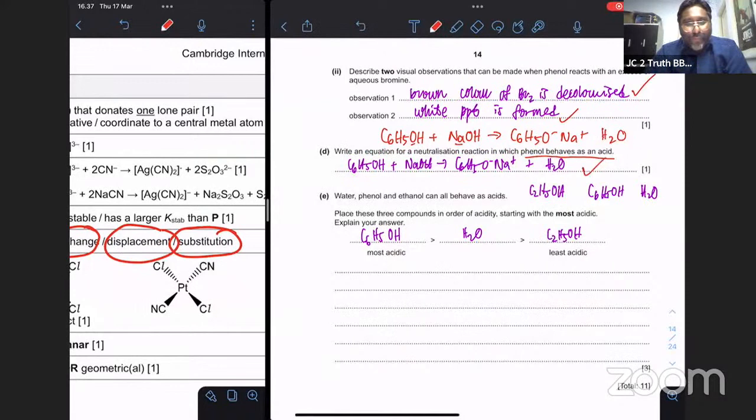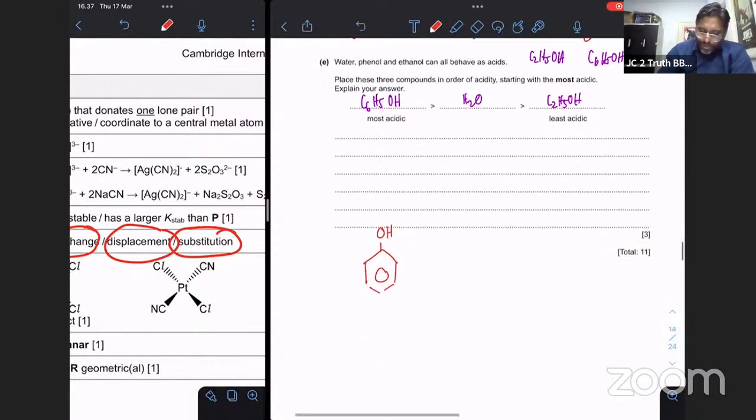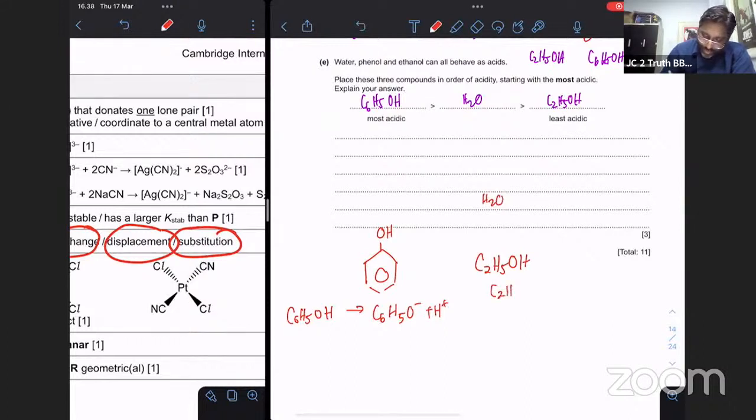Water, phenol, and ethanol can all behave as acids, so we are going to look at them in order of acidity. If you look at phenol, C6H5OH, and then C2H5OH, phenol is going to give you C6H5O⁻ and H⁺. Water we will compare later. And then we have C2H5OH. All of them are weak acids, so they will give you C2H5O⁻ and H⁺.